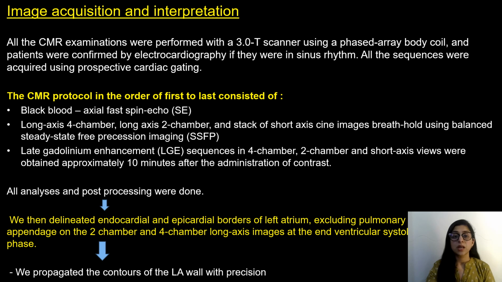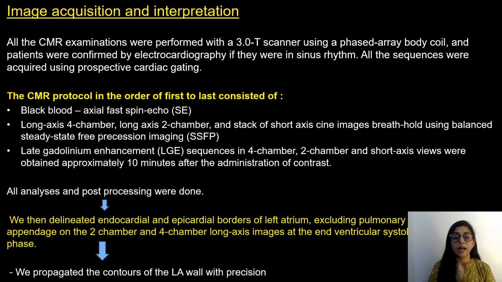The image acquisition and interpretation. All the CMR examinations were performed on a 3 Tesla scanner using a phased array body coil, and patients were confirmed by electrocardiography to be in sinus rhythm. All the sequences were acquired using prospective cardiac gating. Analysis and post-processing was done.